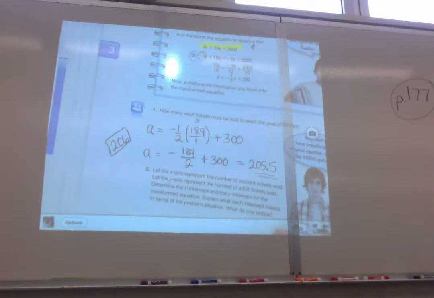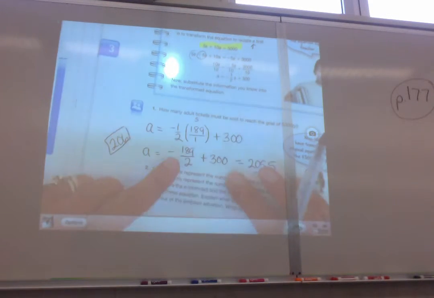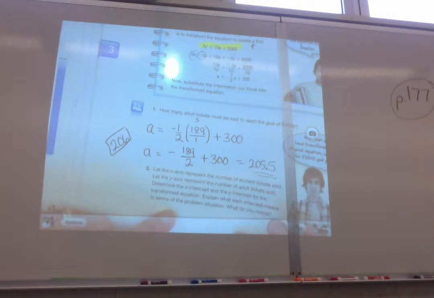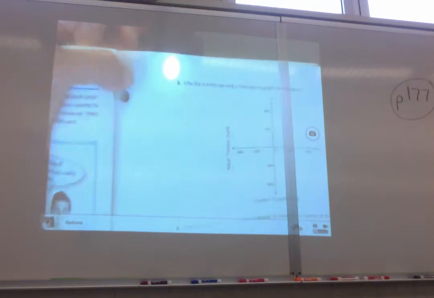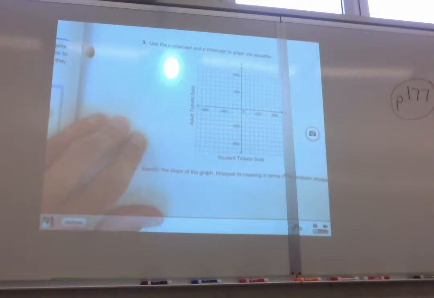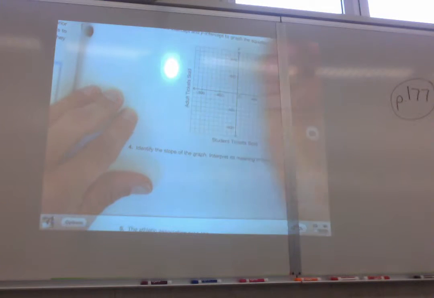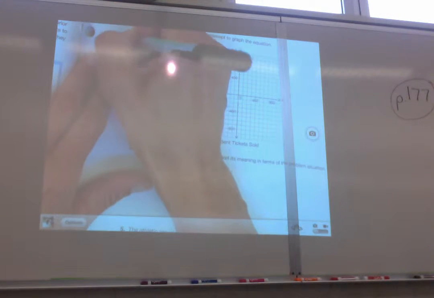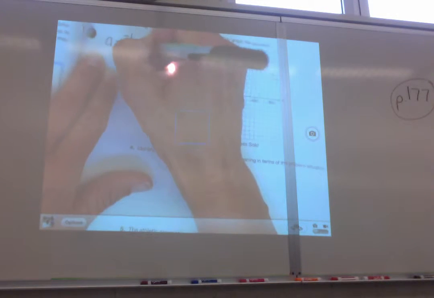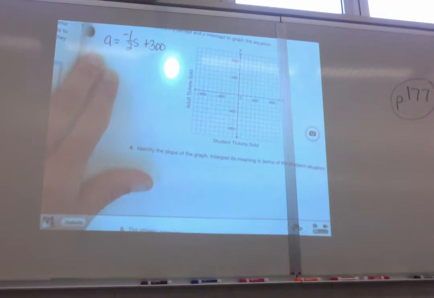What do you notice? Oh, okay. So number 2, I think it'll make more sense if we look over here at what's going on in number 3. So in number 2, they're asking us to look at our equation, A equals negative 1/2 s plus 300, and think about what an x-intercept means and a y-intercept means.